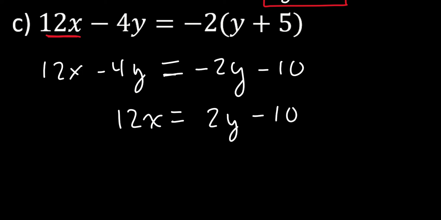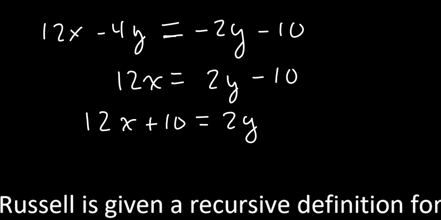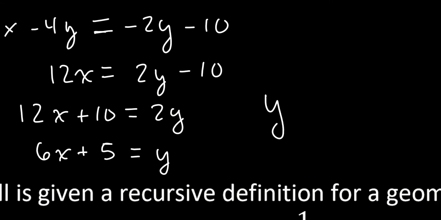I'll add 10 to both sides, so 12x plus 10, and then 2y, and notice I'm not writing anything here because negative 10 plus 10 is 0. And then as a final step, I'm going to divide everything by 2. 12x divided by 2 is 6x, and 10 divided by 2 is 5, and 2y divided by 2 is y. So the equation we get here is that y is equal to 6 times x, and then plus 5.